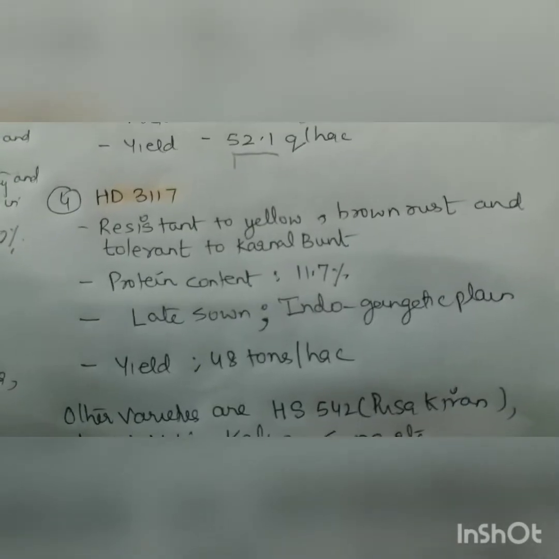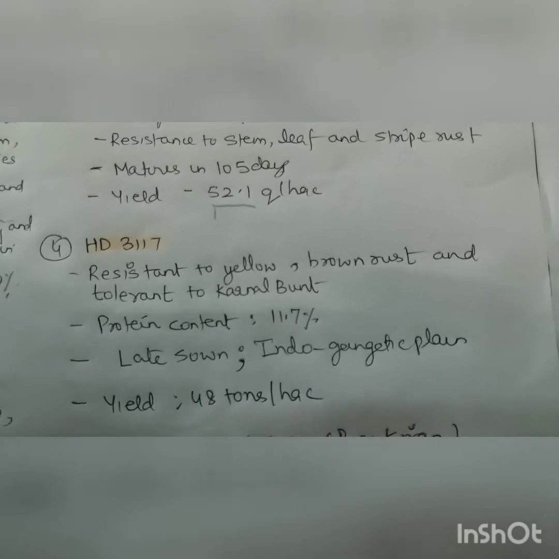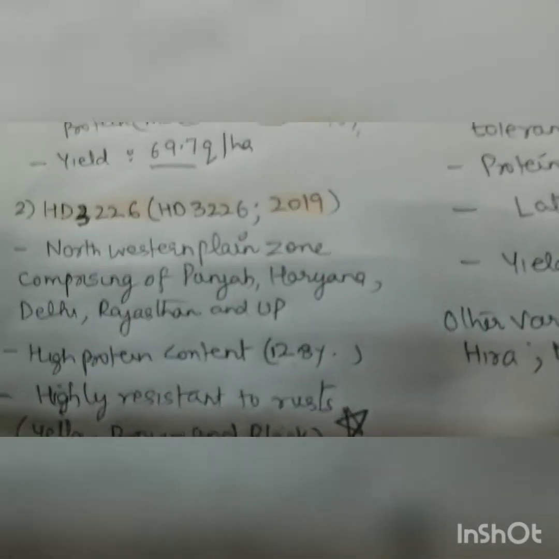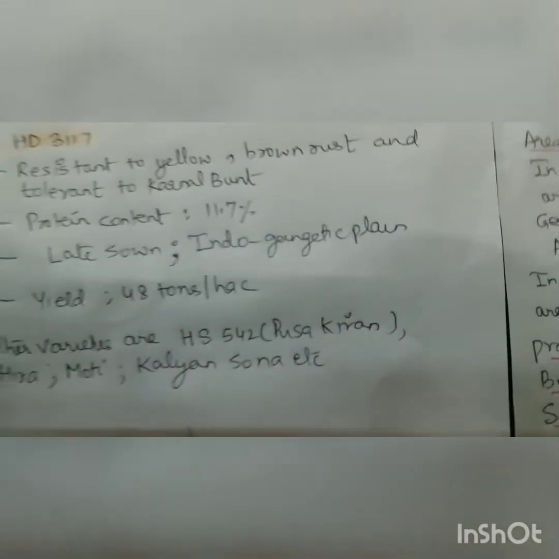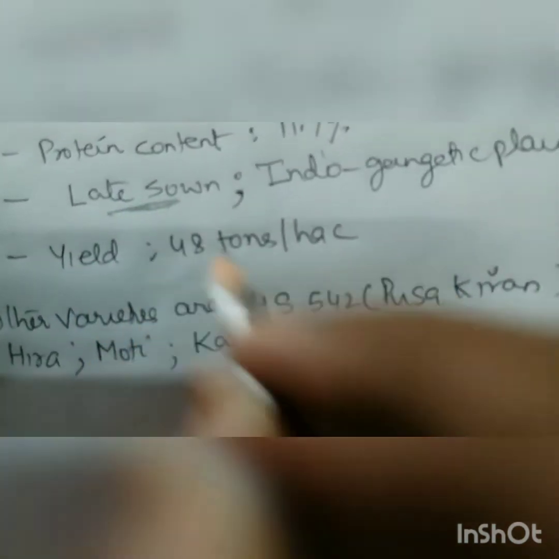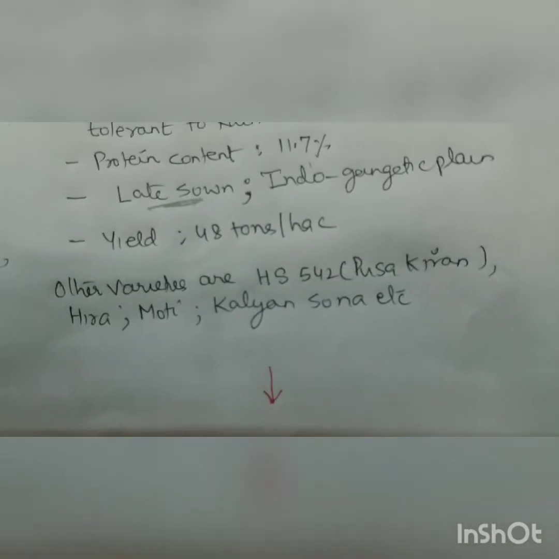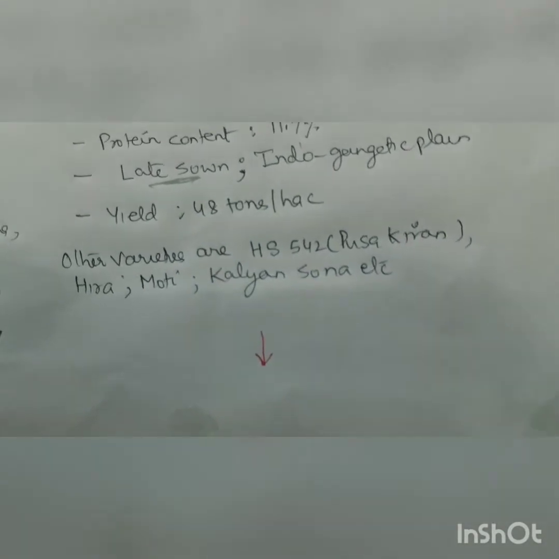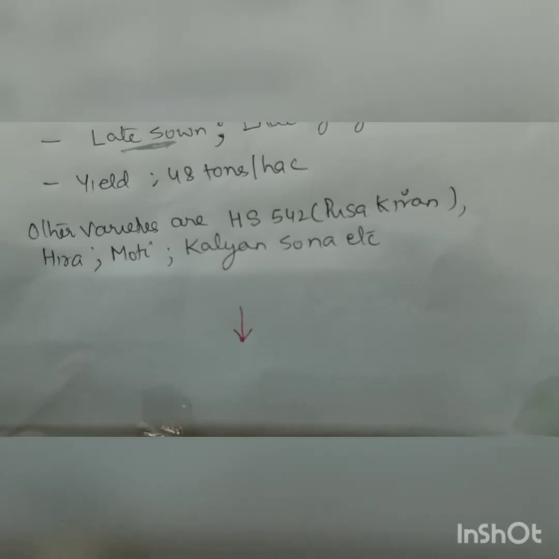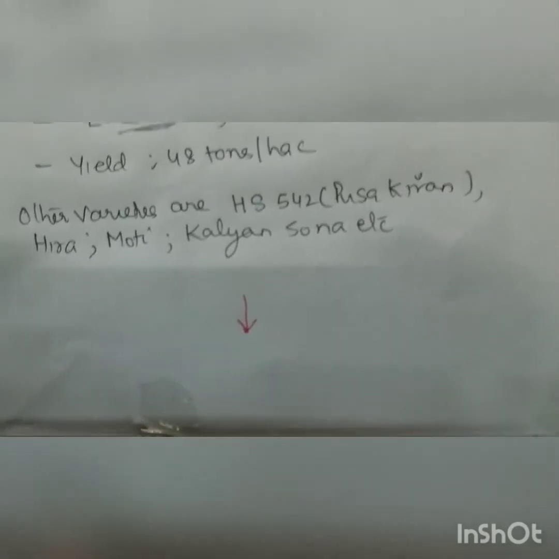Then the last variety is HD 3117, resistant to yellow and brown rust, and tolerant to Karnal bunt. Same as that of HD 3226 that I just did. The protein content is a shade less, but it is a late sowing variety. This is its characteristic feature, and it occurs only in the Indo-Gangetic plain, and the yield is 48 tons per hectare, right. Other varieties are HS 742, Pusa Kiran, Hira, Moti, Kalyan Sona, and a lot of varieties, etc.